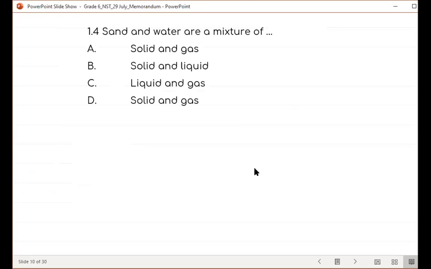Okay, question 1.4 read, sand and water are a mixture of A, solid and gas, B, solid and liquid, C, liquid and gas, or D, solid as well as a gas. Okay, so I see Michael says solid and liquid. Most of you guys are saying B, all right. Okay, I see a hand. Togello? Ma'am, it's a solid and a liquid. Solid and a liquid, all right. Yes, ma'am, B. Thank you very much, Togello. Awesome. So guys, yes, sand is a solid, water is a liquid. All right, so the answer is, there we go, B.